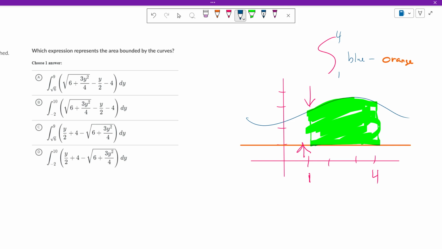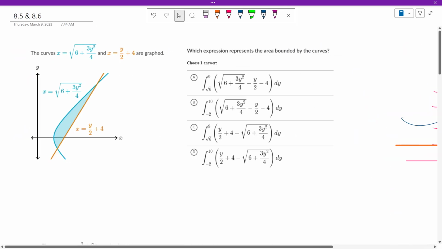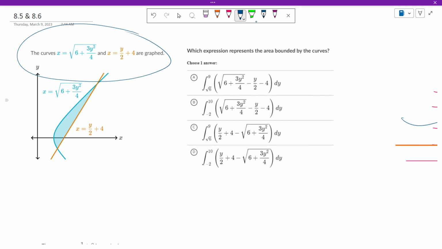Okay. Now, the important thing to know, because we're going to turn things on their side today, is knowing that these values are x values that were in between, and it's top minus bottom. So today, when we're in terms of y, we're going this direction towards the x-axis. So we're going from further away to closer. So we're doing this time orange to blue.